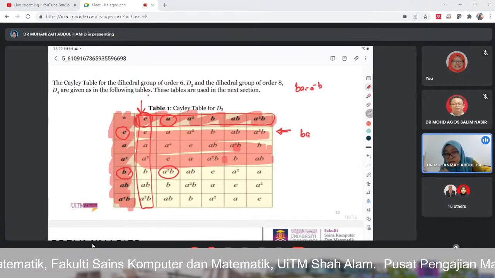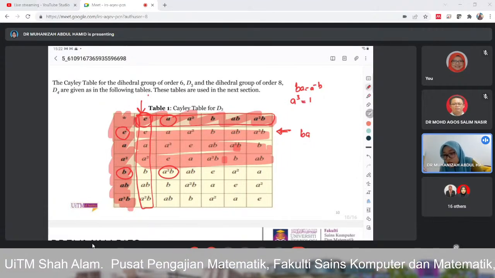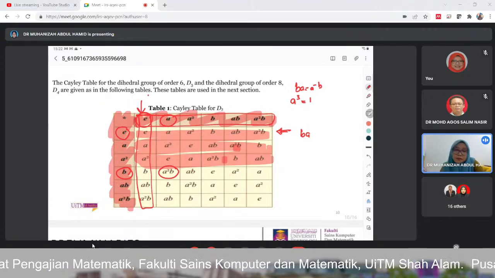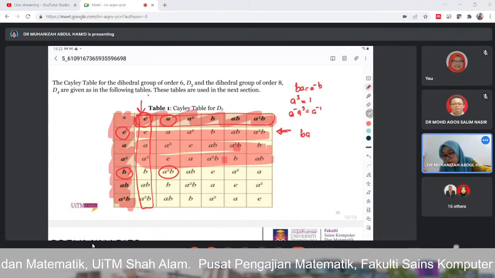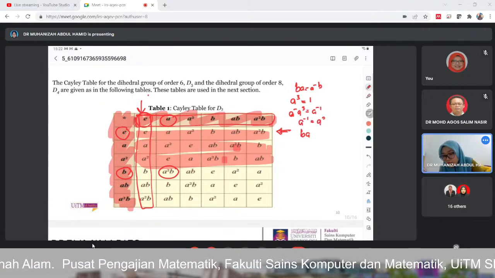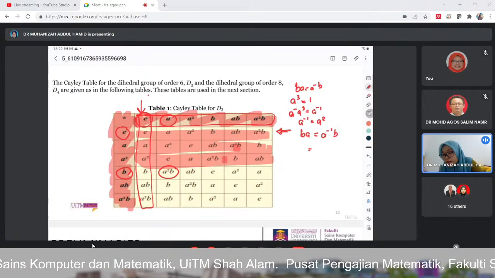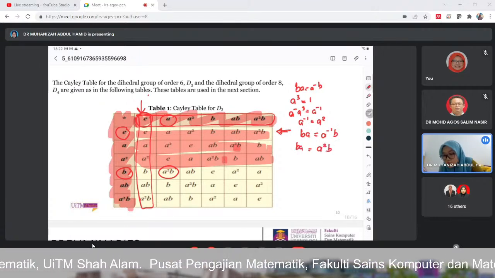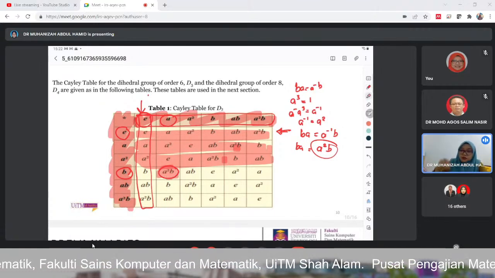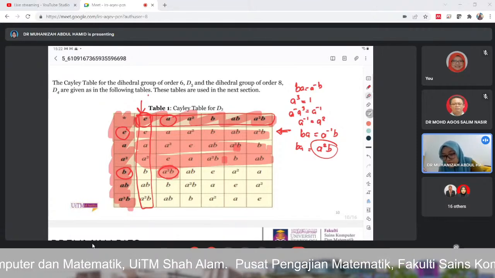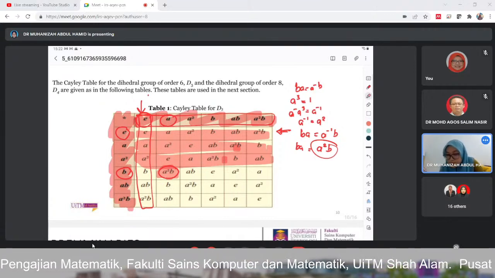And for this group of order 6, we know that A cube is equal to 1, the identity. If you multiply on the left by A inverse on both sides, you will get A inverse is equal to A square. So since BA is equal to A inverse B, you just replace A inverse with A square. That is why we have A square B here. You may use the same method for other elements, for B times A square and so on.